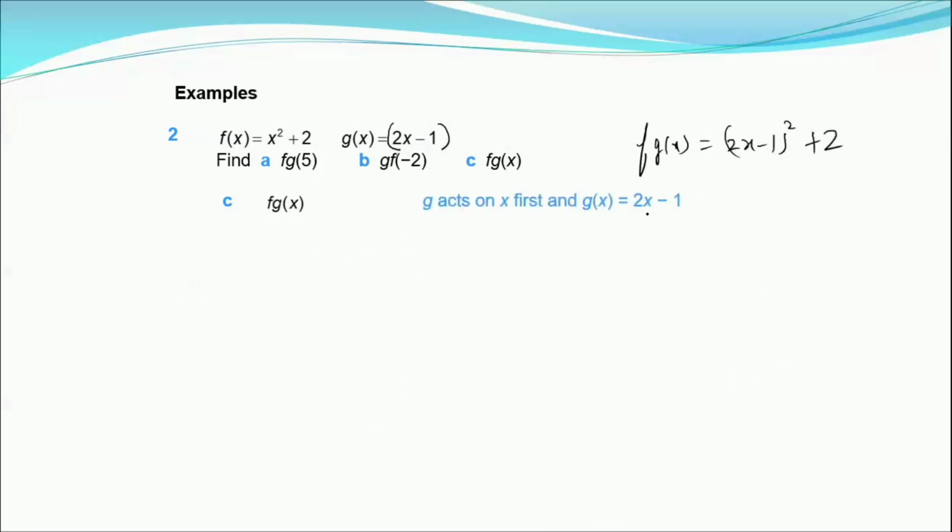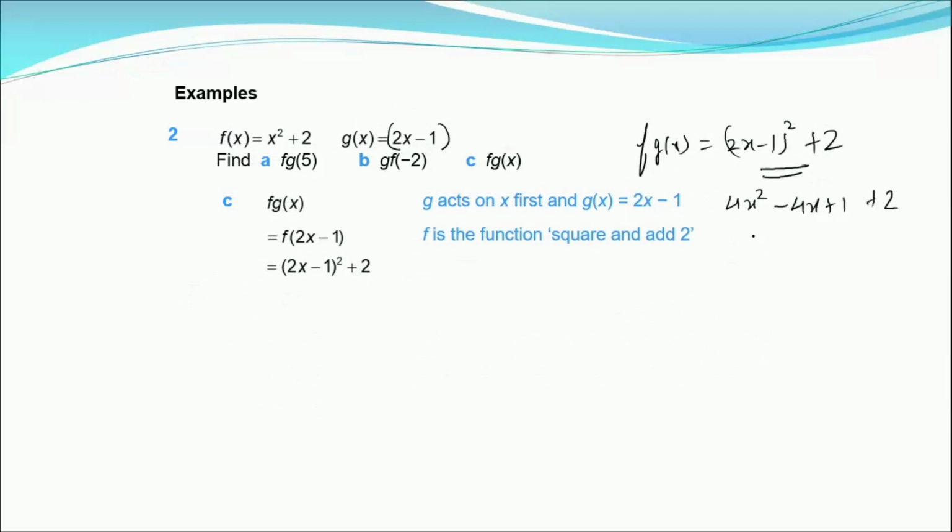So g acts first. So gx is this. So f of 2x minus 1, it is square and add 2. Now expand the bracket. 2x minus 1, the whole square is 4x square, minus 2 times 2 is 4, so it is minus 4x plus 1 plus 2. So expanding the bracket, we get 4x square minus 4x plus 1. 1 square is going to be 1 and then this 2. So we add 1 plus 2, which we get as 3. So 4x square minus 4x plus 3 is your fgx.